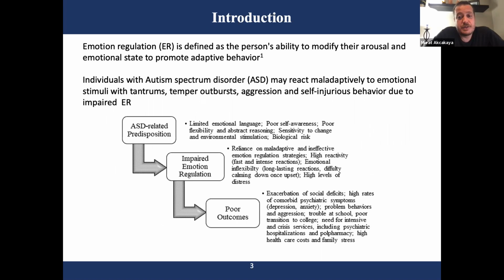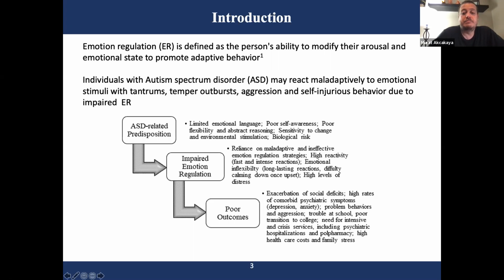The lifetime societal cost of autism spectrum disorders has been estimated to be around 3.2 million per individual. And there's a steadily growing population of adolescents and adults with autism spectrum disorder. Especially the loss of productivity and adult care are the largest contributions to this cost. So many youth with autism spectrum disorder, ASD, decline in functioning during adolescence. And this decline is at least partially related to impaired emotion regulation. Emotion regulation, ER, is defined as one's ability to modify their arousal and emotional state to promote adaptive behavior.